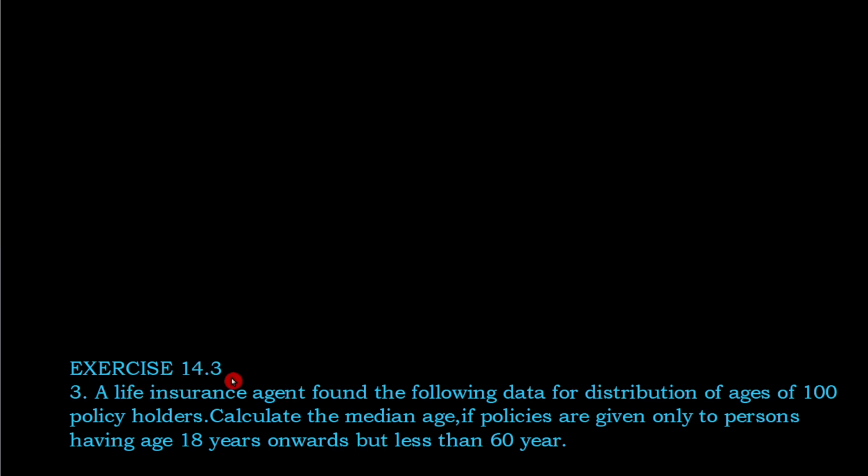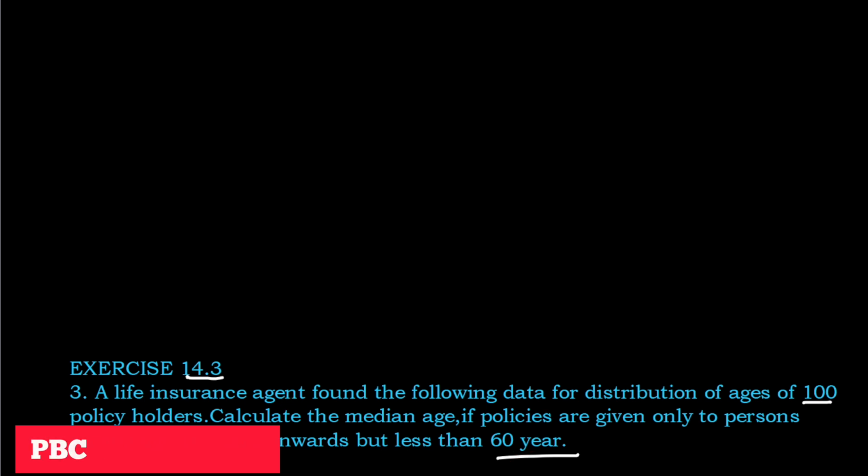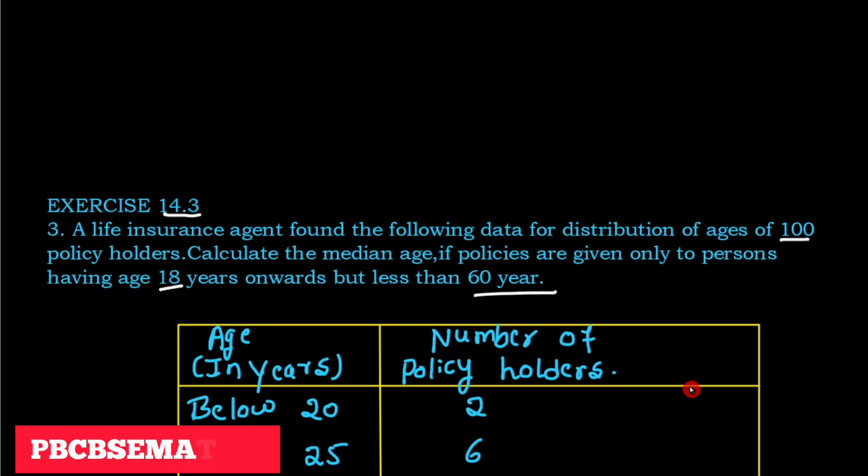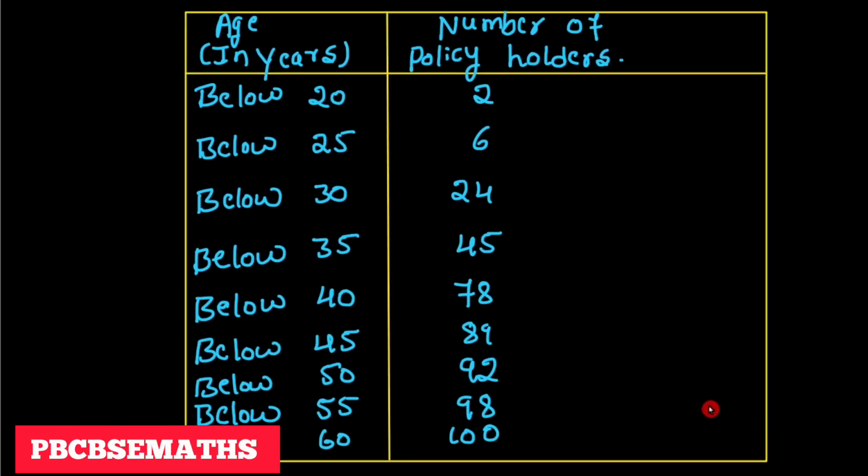Today in this video, we are going to solve exercise 14.3, third main question. In the third main question, we have: a life insurance agent found the following data for distribution of ages of 100 policyholders. Calculate the median age if policies are given only to persons having age 18 years onwards but less than 60 years. So the data is given as follows.